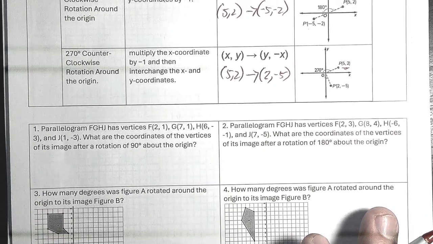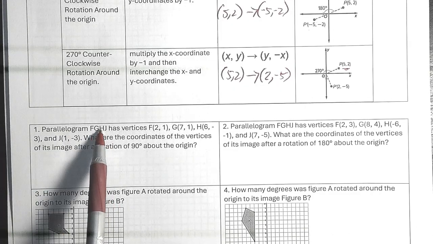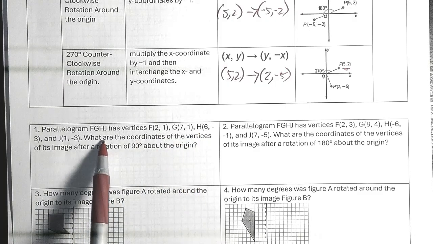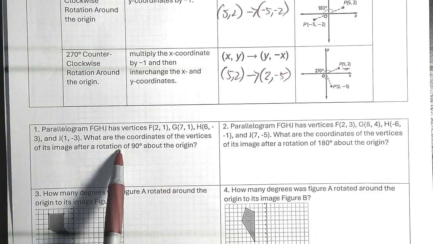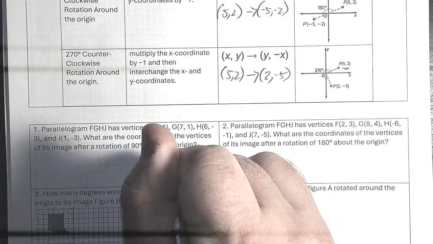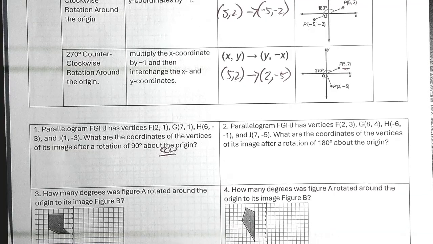Let's scooch down a little. All right, parallelogram FGHJ has vertices, and they give us the coordinates. What are the coordinates of the vertices after a rotation 90 degrees about the origin? And again, we're going to say CCW, or counterclockwise, because that's what we're doing for this video.